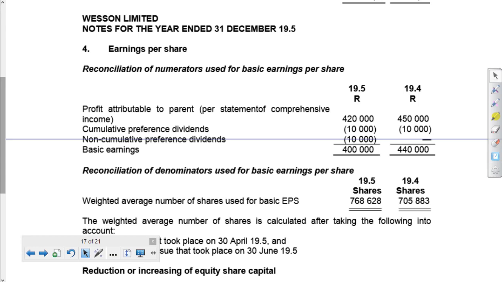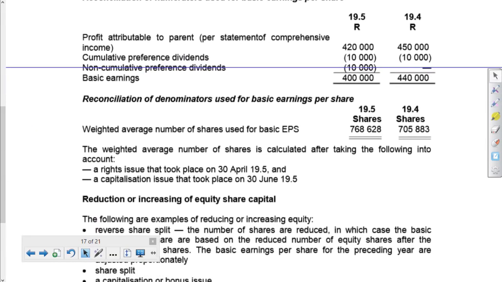but the bottom reconciliation is just from basic to diluted. We're going to do it more next week, because for now all we say is weighted average number of shares used, and we put those in. And then they talk about how they got to the weighting. They say the weighted average was calculated by taking these into account, the rights issue and the cap issue. And yeah, that's pretty much the disclosure. Although I would say 90% of the time, the required is calculation. Calculate diluted or basic earnings per share.